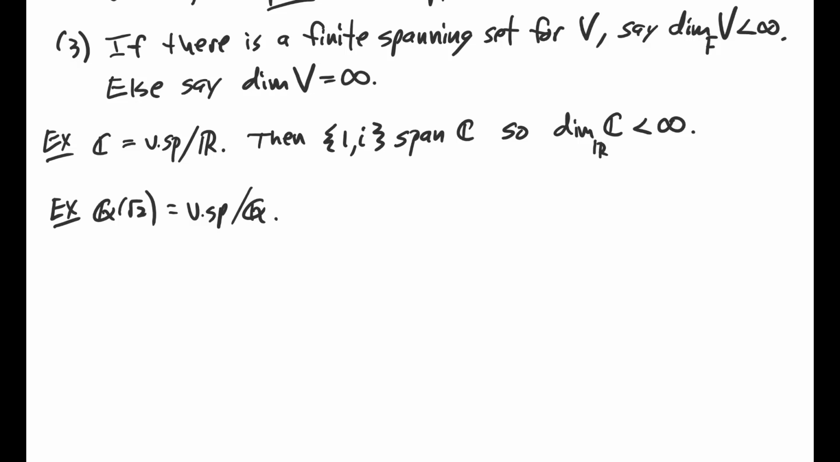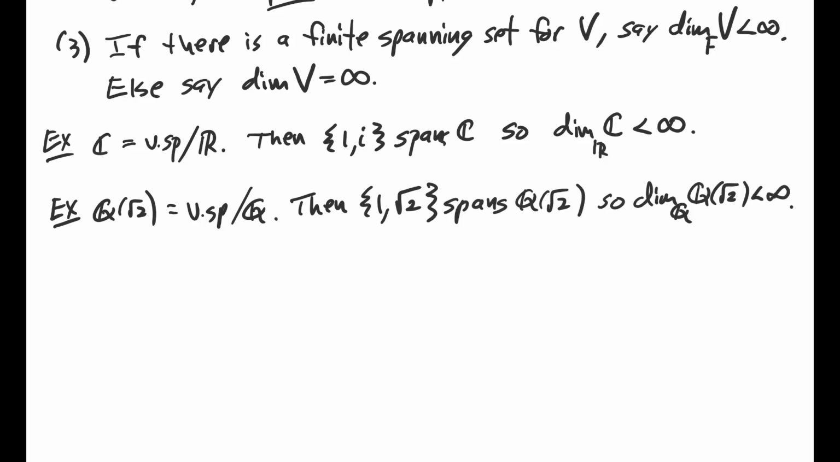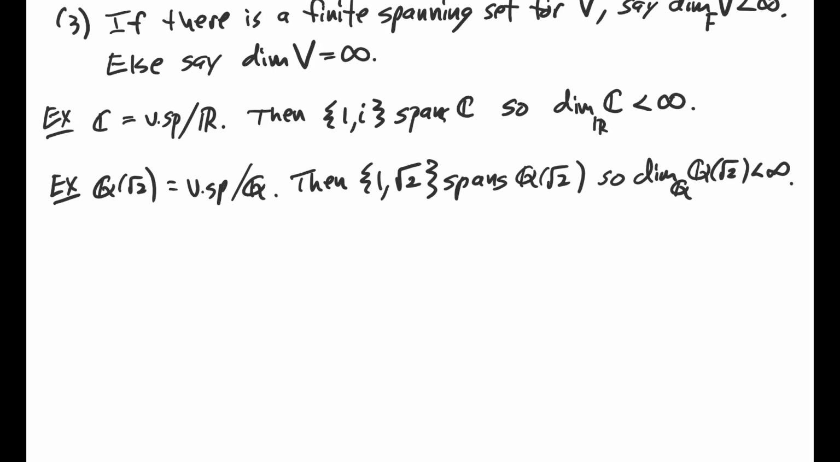Next, consider Q adjoin root 2. It's a vector space over Q. Since we've seen everything in Q adjoin root 2 can be written in the form a plus b root 2, where a and b are rational. That's just saying that 1 and the square root of 2 span this vector space. And since we have a finite spanning set, it's therefore a finite dimensional vector space.